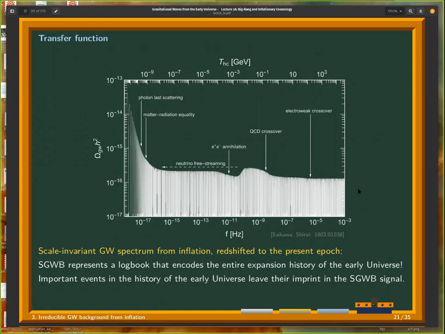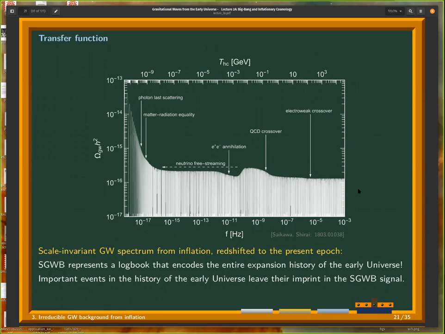I had just a question about this. I see that around the QCD phase transition, there looks to be a little bump structure. Is that because of a change in g_star_S? Yes, absolutely.